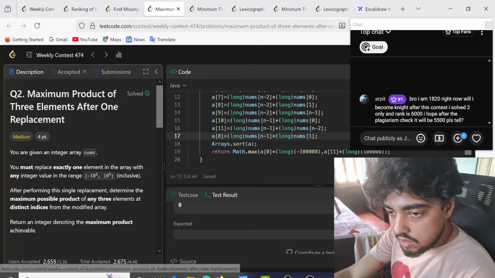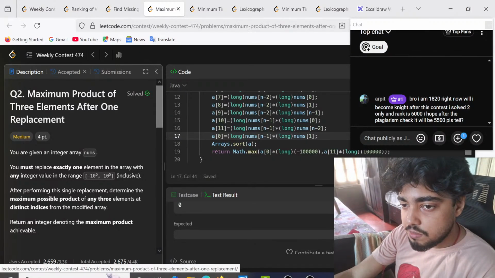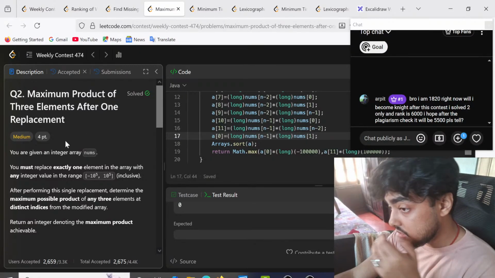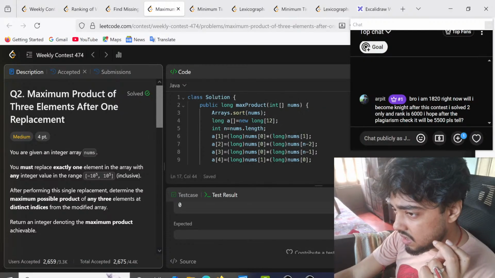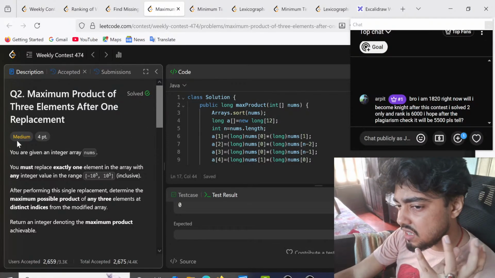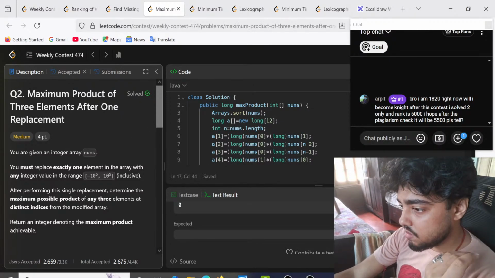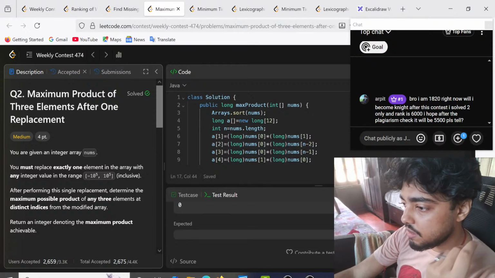Okay, so let's go to the second question. Maximum product of three elements after one replacement. This is an easier part of the medium problem. This is quite an easy medium problem.